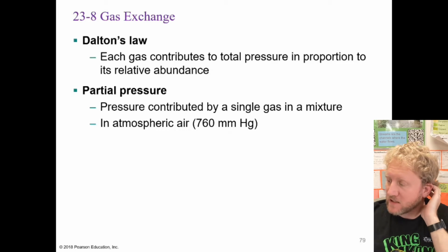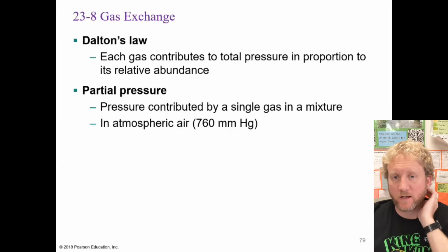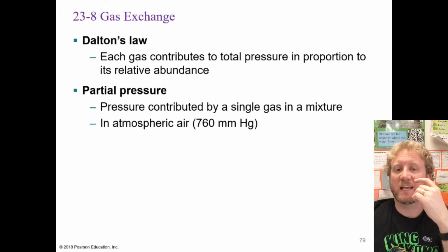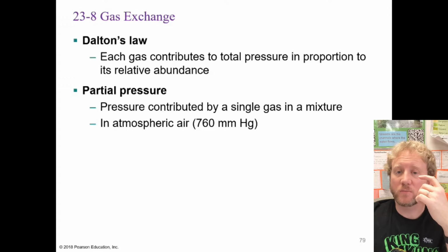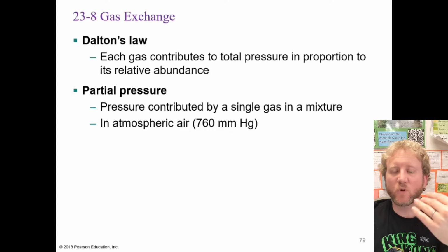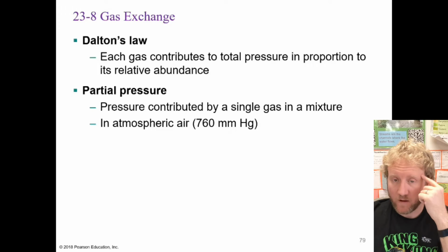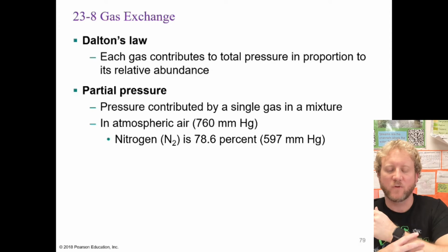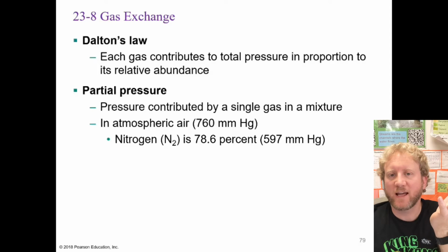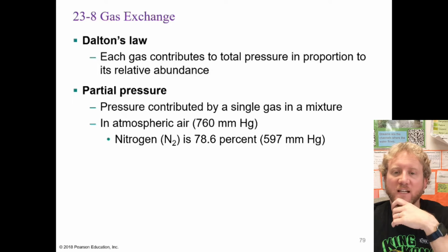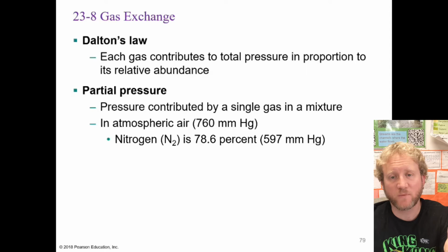So if we look at the atmospheric pressure, standard atmospheric pressure is 760 millimeters of mercury. Based on how abundant the different gases are, each one is going to exert a partial pressure that when you add up those partial pressures will add up to the total atmospheric pressure of 760. So nitrogen makes up about 78.6% of the air that we breathe, and so the partial pressure at standard pressure is 597 millimeters of mercury. And that should be about 78.6% of 760, okay?